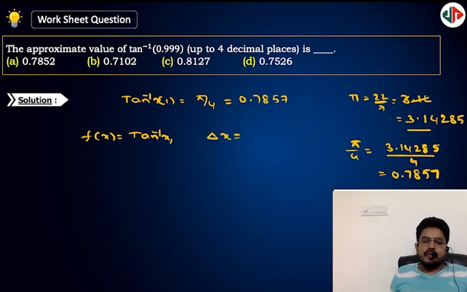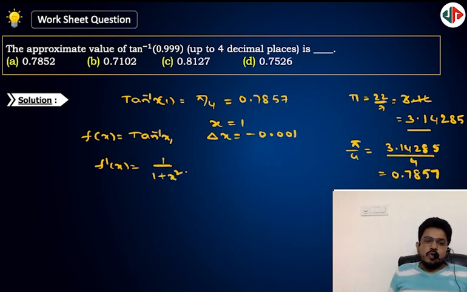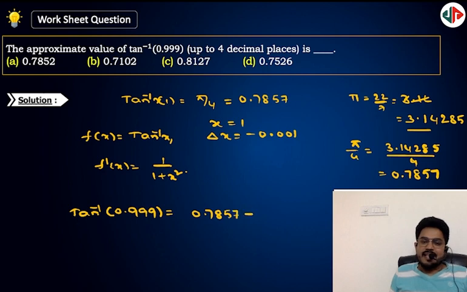Delta x is equal to minus 0.001, x is equal to 1, f dash of x is equal to 1 by 1 plus x. So tan inverse of 0.999 is equal to tan inverse of 1, that is pi by 4, which is 0.7857, minus delta x by f dash of x at x equal to 1. What is the value you are writing? 1. So it is equal to 2.